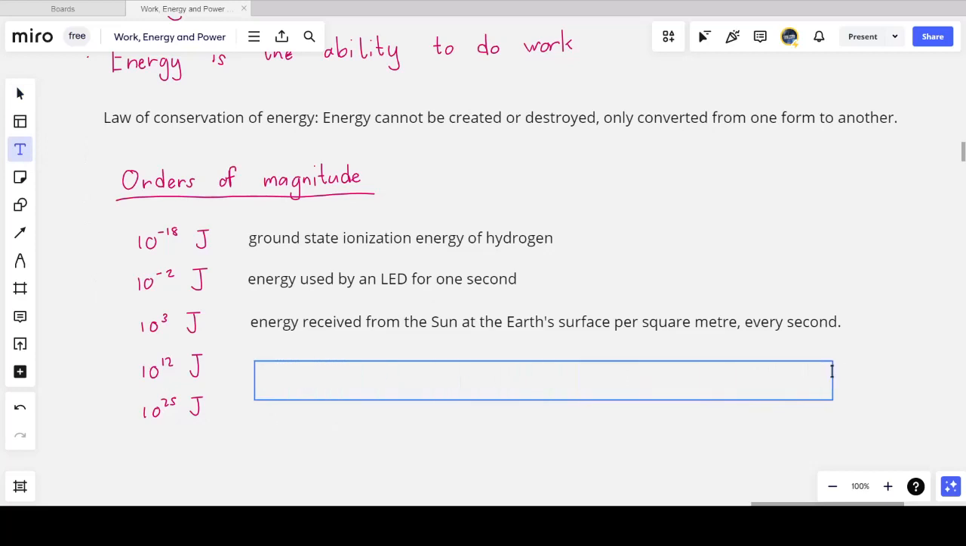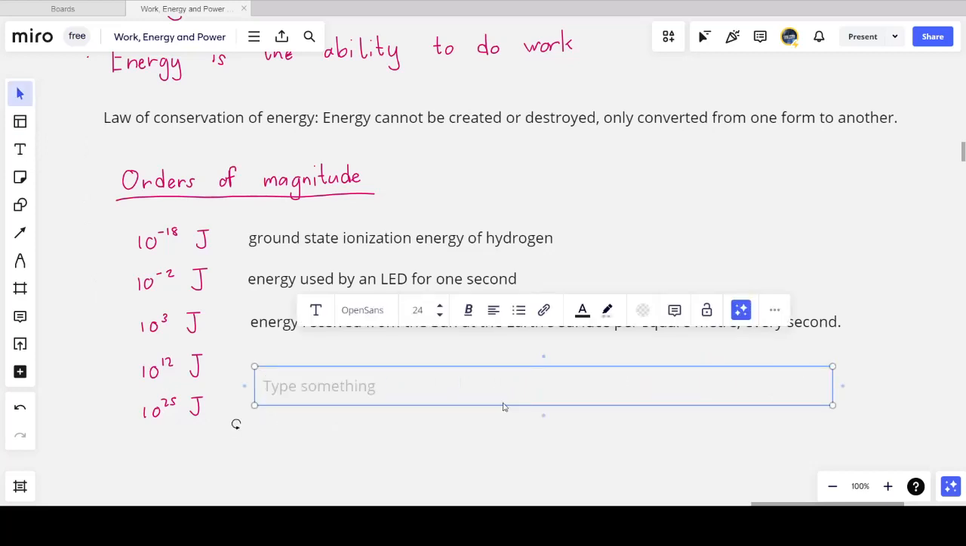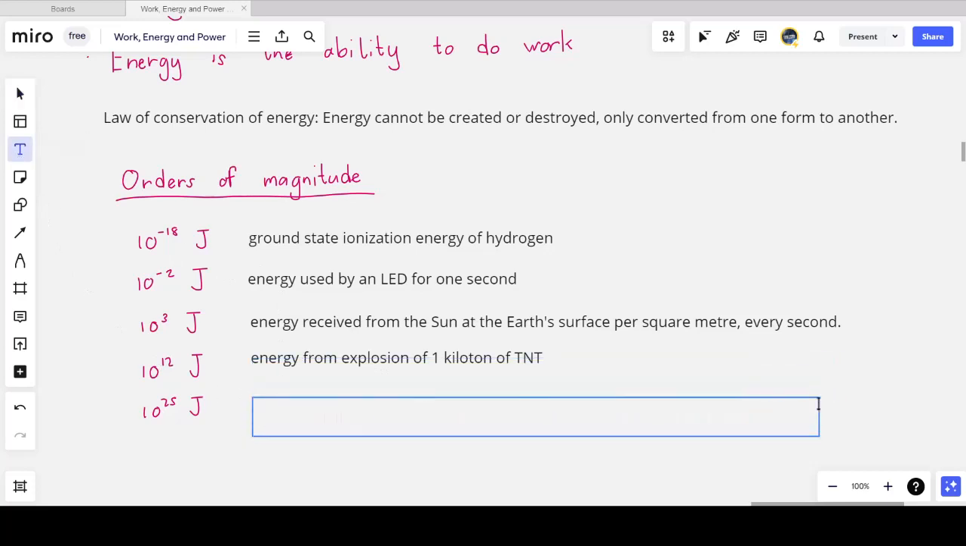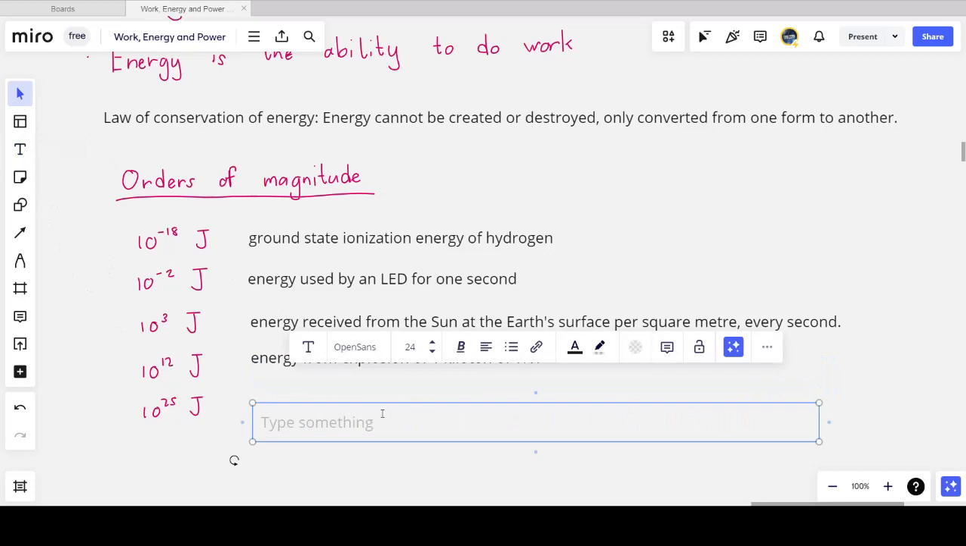What about 10 to the power 12? It's a huge amount of energy. So this is the amount of energy roughly from the explosion that happens when 1 kiloton, 1,000 tons of TNT is used. So energy from explosion of 1 kiloton of TNT. So that's quite a significant amount of energy. And I've also omitted smaller energies than 10 to the minus 18 and also larger energies than 10 to the 25. But there are energies that are much higher.